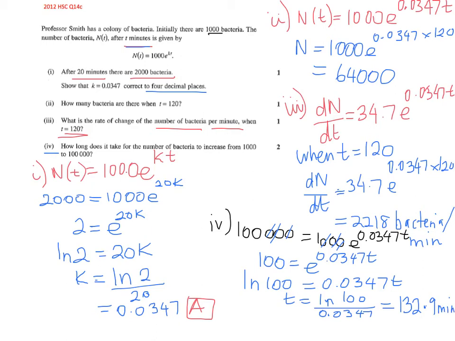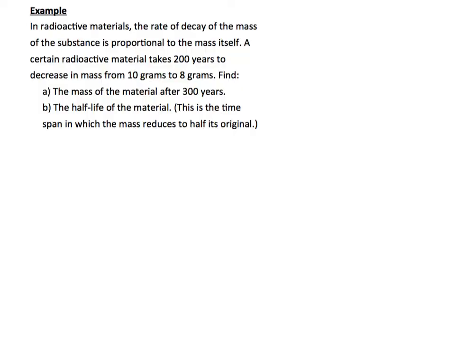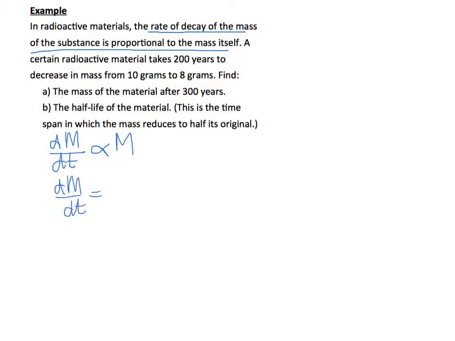Okay. So the last 2 examples that we've done have been to do with exponential growth. So let's have a look at a question now. Alright, in radioactive materials, the rate of decay of the mass of the substance is proportional to the mass itself. So let's just read that again. The rate of decay of the mass, so that is dM/dt, is proportional to the mass itself. That looks familiar from the second slide that we had. Remember, that means dM/dt equals k, a constant, times M.